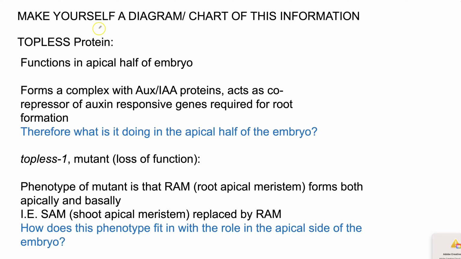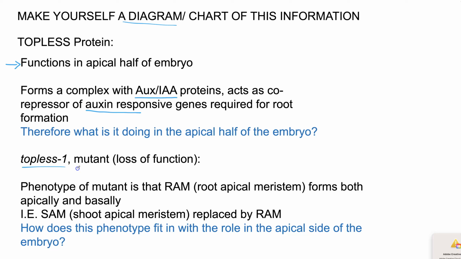And so you might want to make yourself a diagram or chart similar to that WOX one that I showed. Topless protein normally functions in the apical half of the embryo. It forms a complex with OX-IAA proteins, and it acts along with them to repress the auxin responsive genes that are required for root formation. So up in the shoot apical meristem, we don't want roots, right? And so we have to shut those ones off, and that's what topless does.